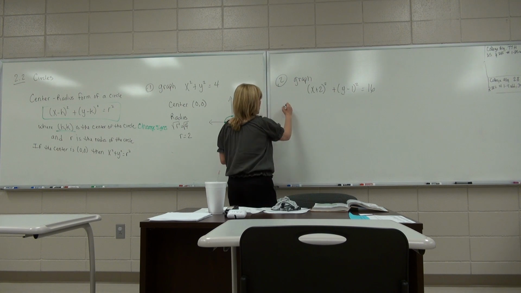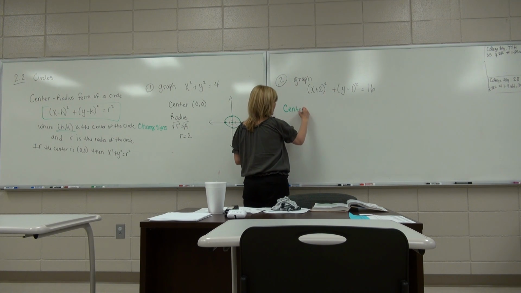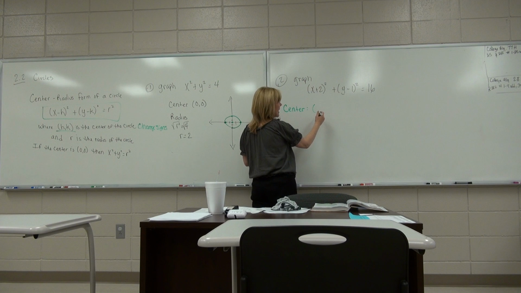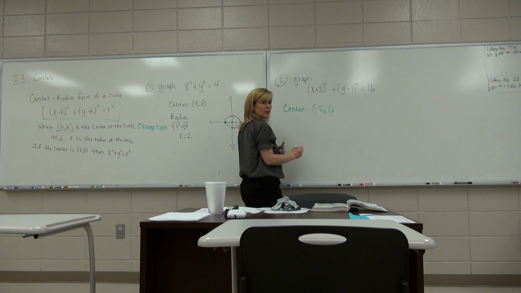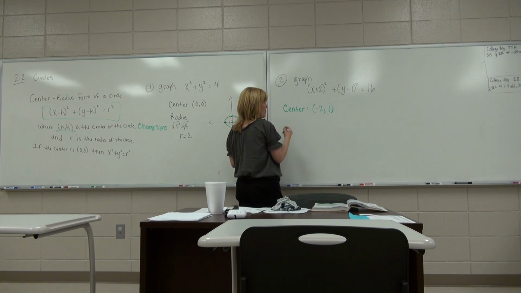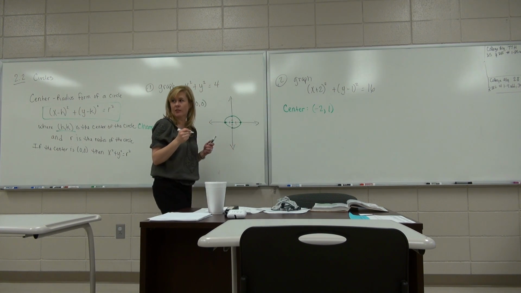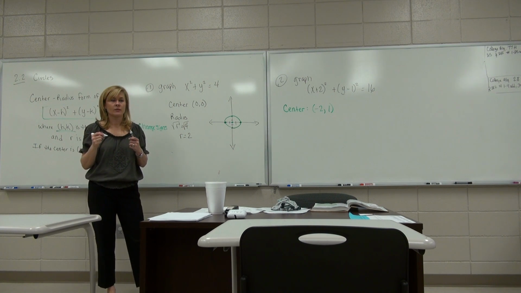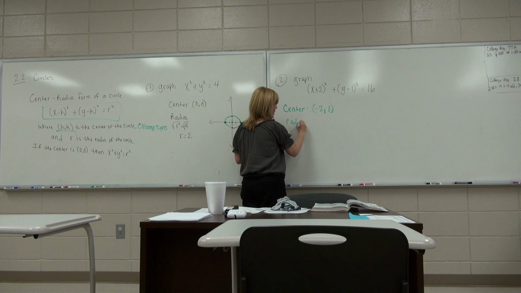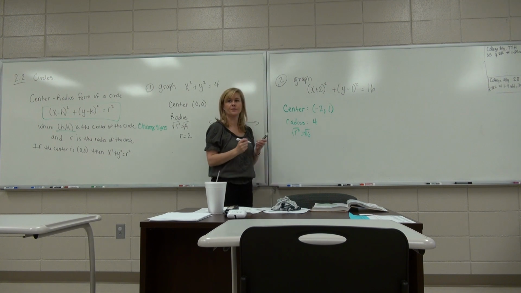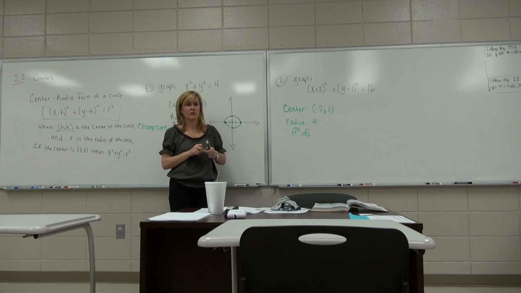So let's do this one. What would my center be of this circle? What's my x value going to be? Negative 2. My k value is 1. Remember, you change the signs on the center. What's my radius going to be here? 4. My radius is 4. Very good. Because r squared equals 16. Square root of 16 is 4. Everybody okay on that?